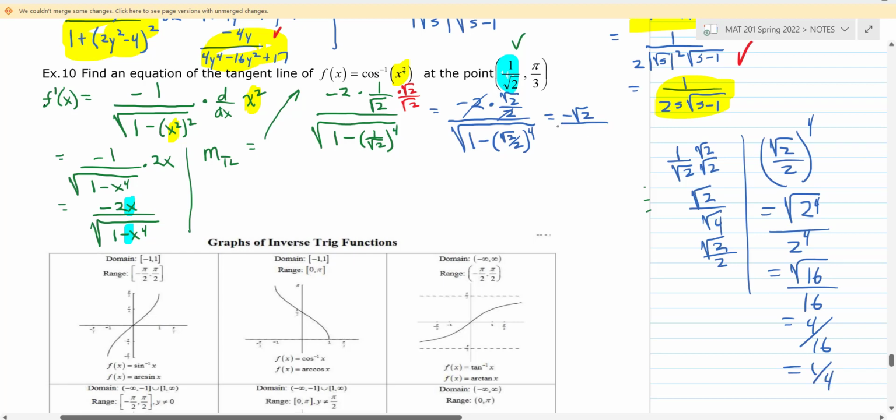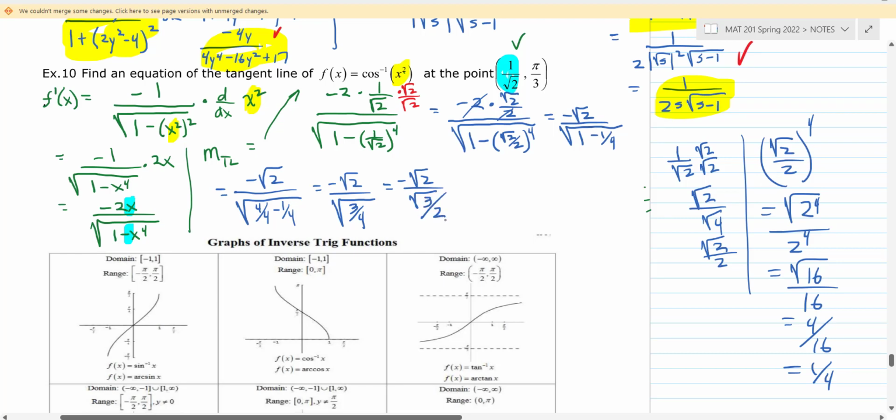So what I'd have is the square root of 1 minus 1/4, like that. Okay, now I'm going to move this over here, and I'm going to continue this here. So what I've got here is negative square root of 2 over, get a common denominator, and that would be 4/4 minus 1/4. So that would be negative square root of 2 over square root of 3 over 4. Well, that would be negative square root of 2 over the square root of 3 over 2.